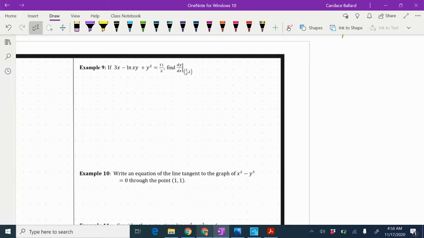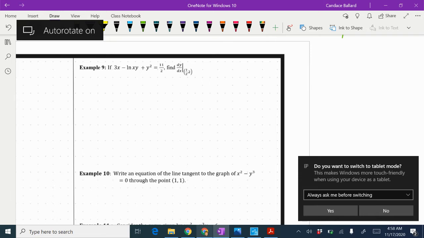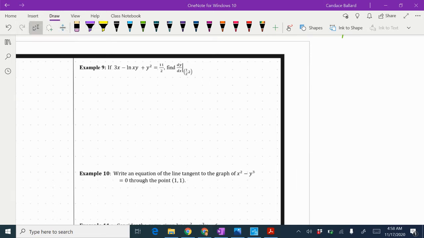So we are looking at example 9 and topic 3.2, implicit differentiation. We've got 3x minus the natural log of xy, which looks kind of like a chain rule, plus y squared equals 11 halves. They do want us to find the derivative, and they were nice enough to give us both the x point and the y point this time.